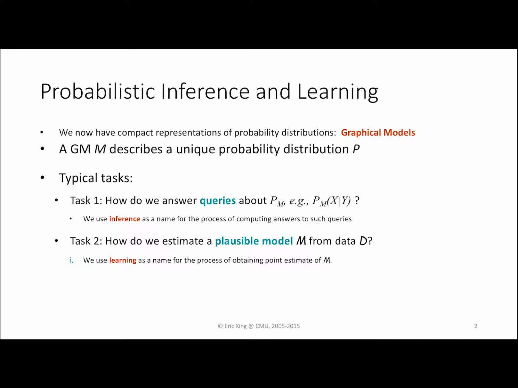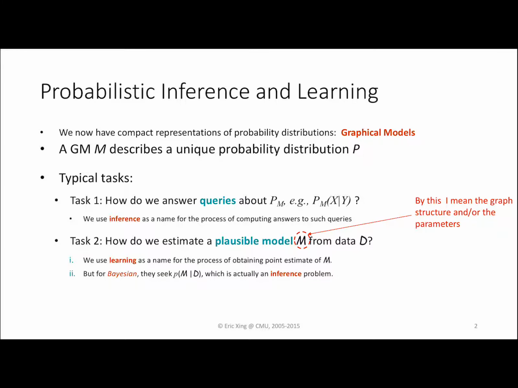We don't talk about learning here, but it's important to mention it because to do learning, you should be able to do inference. In fact, when I'm talking about learning, I'm talking about both learning the structure of the graph and the parameters of the graph. So this is why, when I mention M as a model, I'm talking about both.